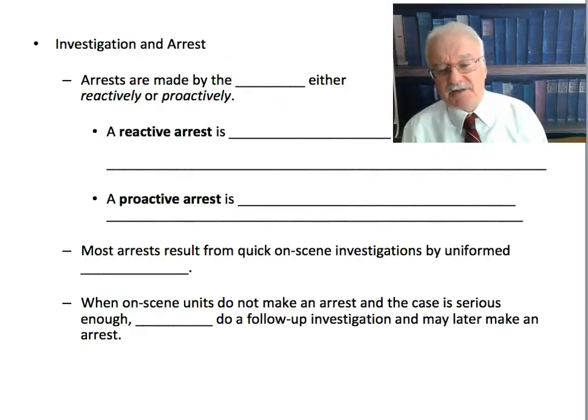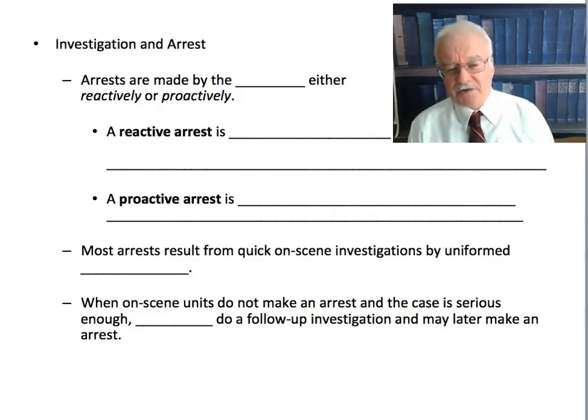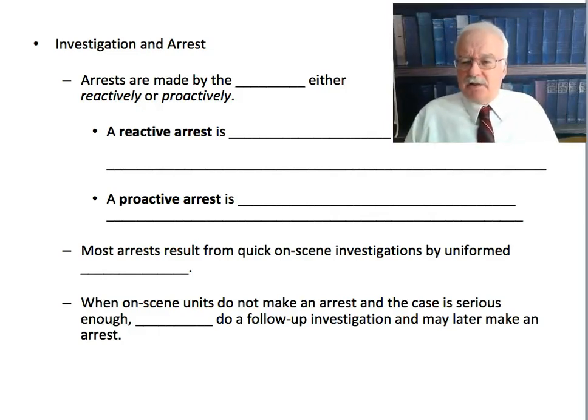Let's talk about investigation and arrest. Now, arrests are made by which part of the system? By the police, either reactively or proactively. And by the way, when I say police, I'm talking generically. This could be local uniformed police officers. This could be state uniformed police officers. These could be detectives. These could be federal law enforcement agents, right? They're all generically police. So these arrests by the police are either reactive or proactive.